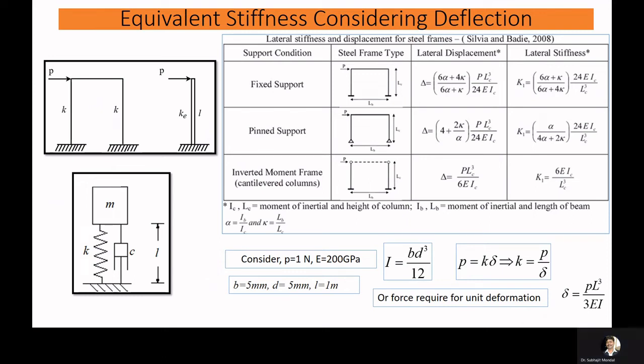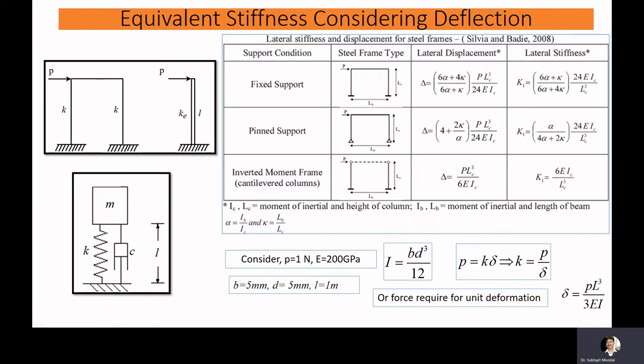Today we are going to see how we can have equivalent spring systems. Okay, so here you can see one frame, and we are applying load P, and we can have an equivalent cantilever beam, or you can have an equivalent single degree of freedom system.